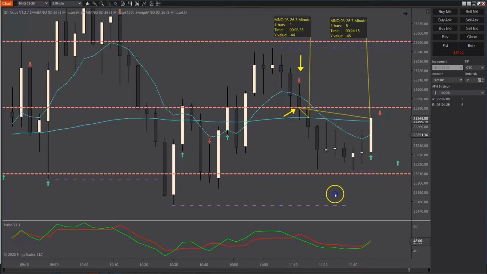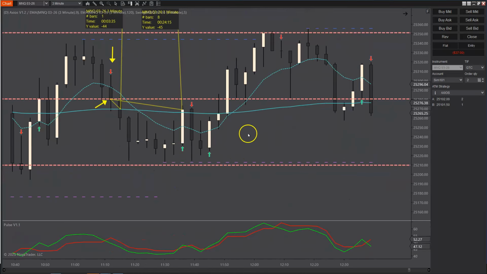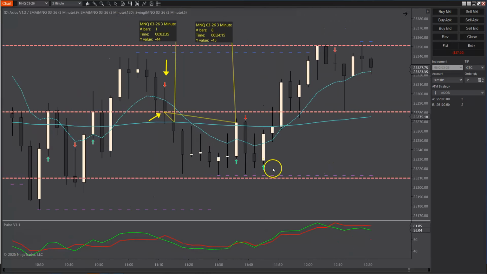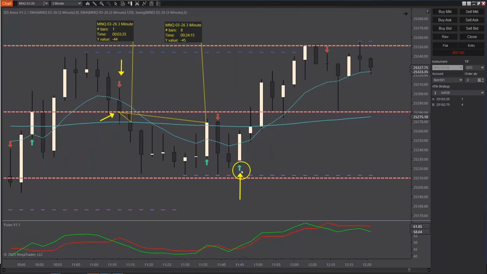Let's see if we can find maybe one more. Oh, here's a good one. So here's our green candle. Call it a green candle. Actually, it would be cool if this candle was colored green. We could do that eventually. But here's our green arrow candle. And then it's closing above.